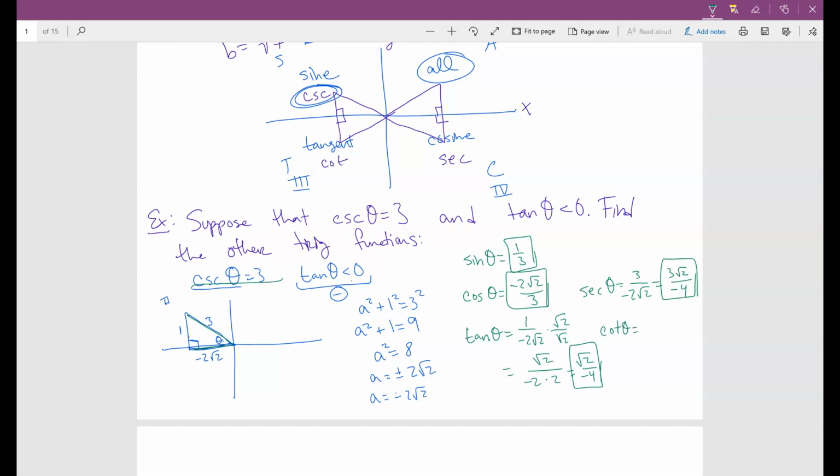Cotangent is going to be, since tangent is opposite over adjacent, then adjacent over opposite, which is going to be negative 2 square root of 2. That's going to be the cotangent.